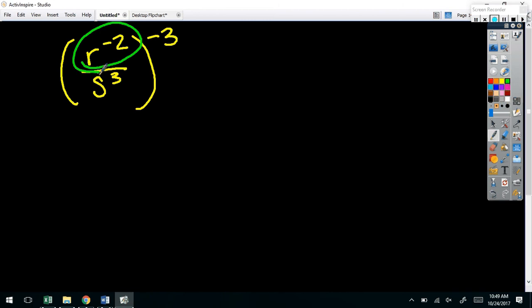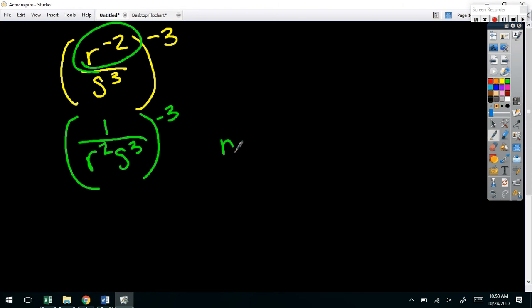What do you do with a negative exponent? Flip it. So this becomes, I have to hold its place with a 1 because there's not anything else there. r^2 s^3. So you do drive the base with the exponent. Yes. That property is called negative exponent.